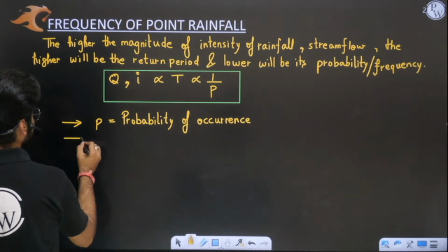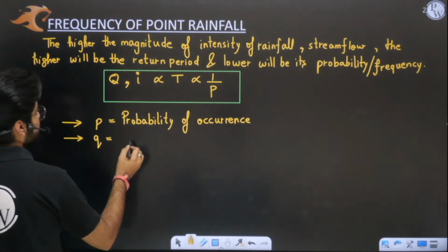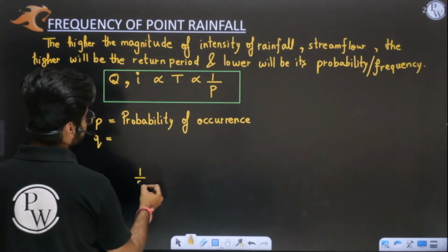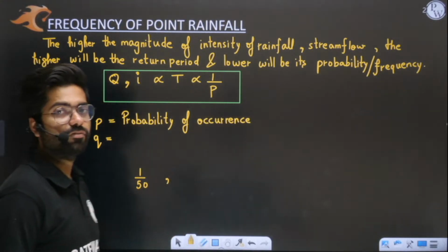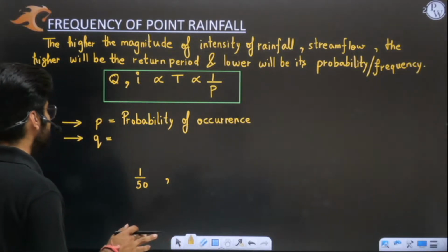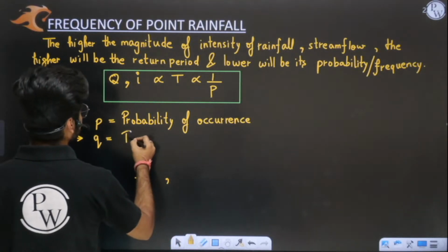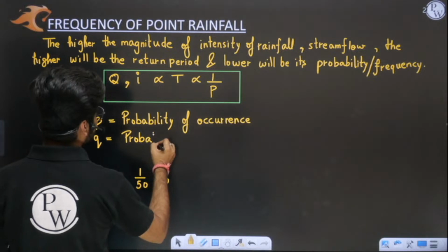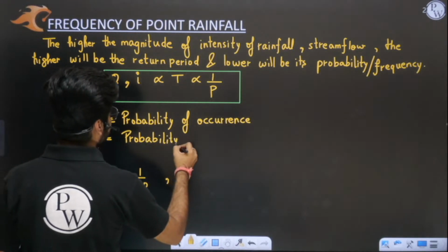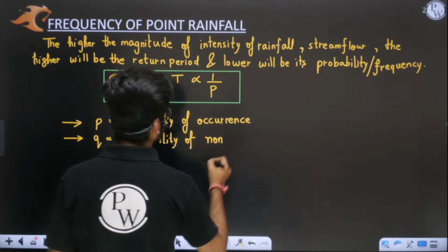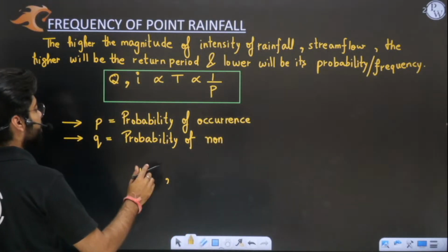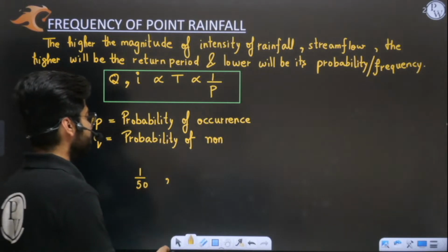Now, what will be Q? See, if rainfall is happening with a probability of 1 by 50, then can you tell me what is the probability of not happening of such kind of rainfall? Q means probability of non-occurrence, that such kind of event will not take place. So if the probability of occurrence is 1 by 50, then what will be the probability of non-occurrence? Can you tell me?